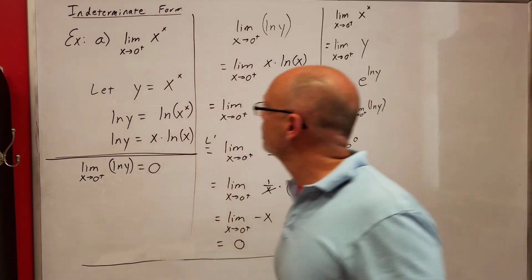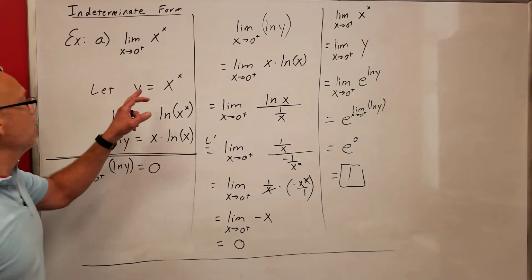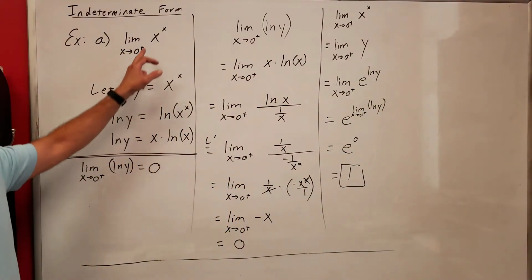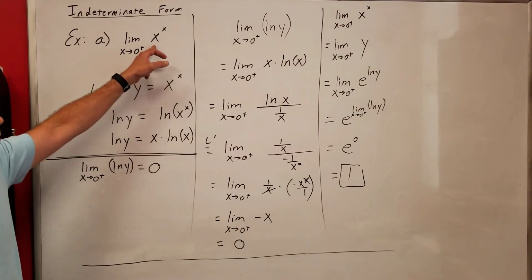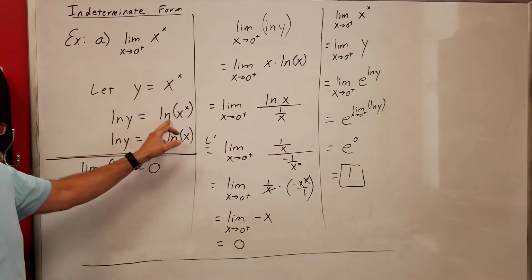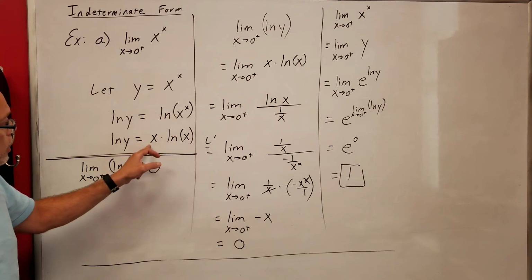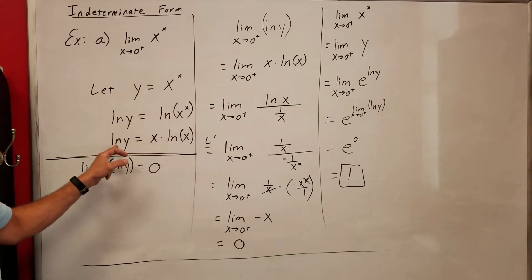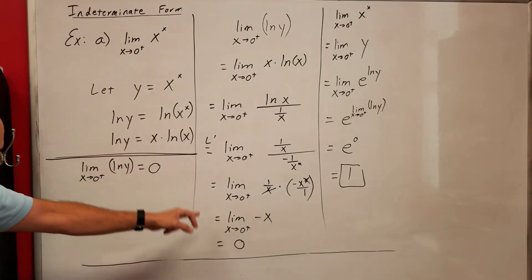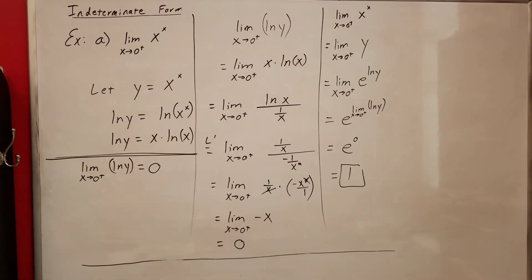How did I do it again? I let y equal what I was trying to find the limit of, took the natural log of each side, used a property, then took the limit of this, and then used that to help me. All right, let's do another one of these.